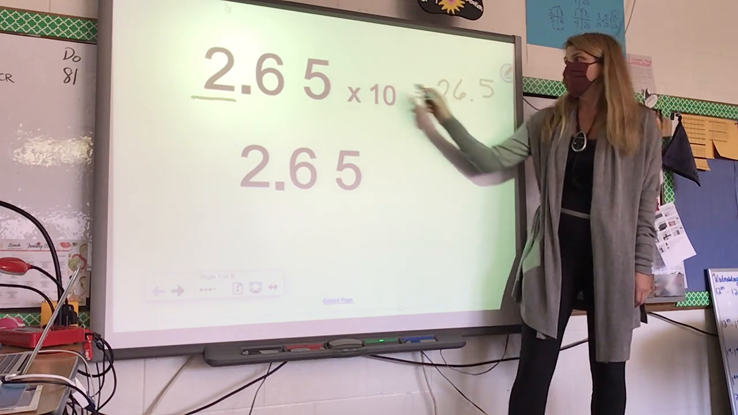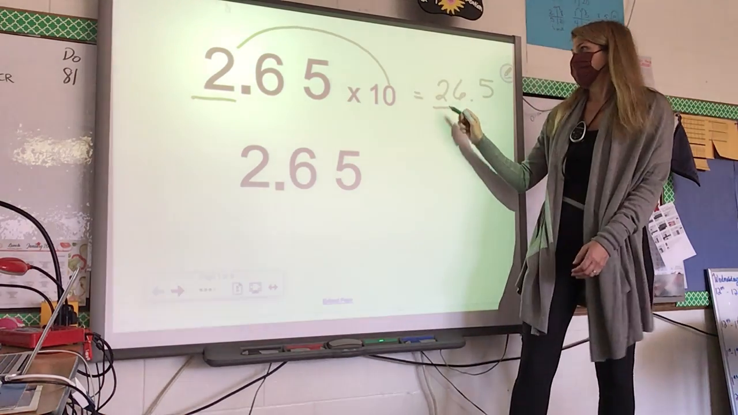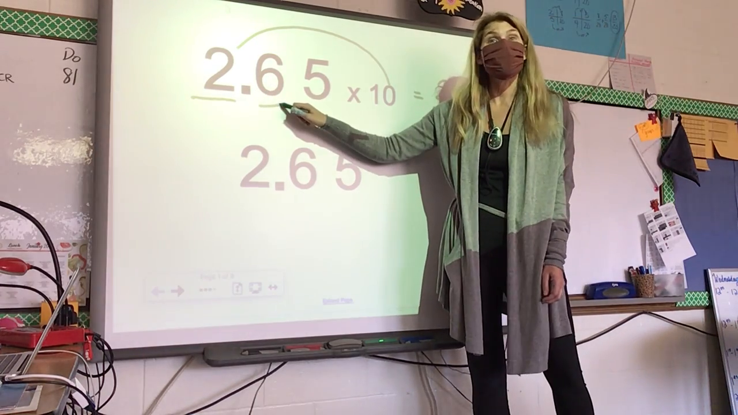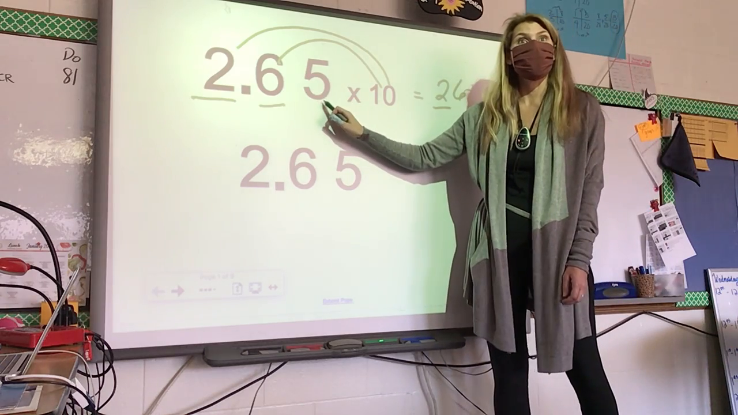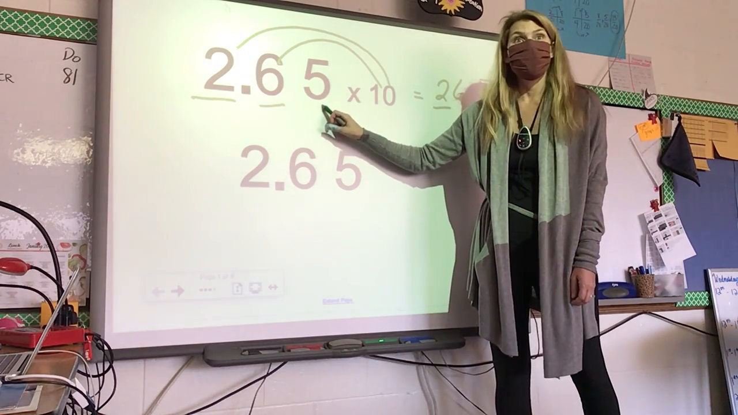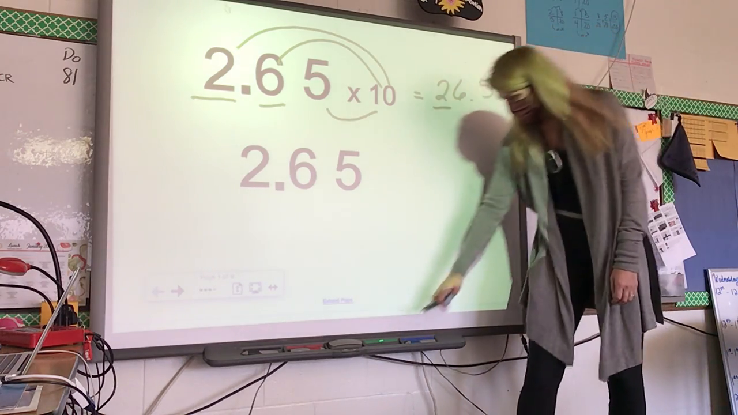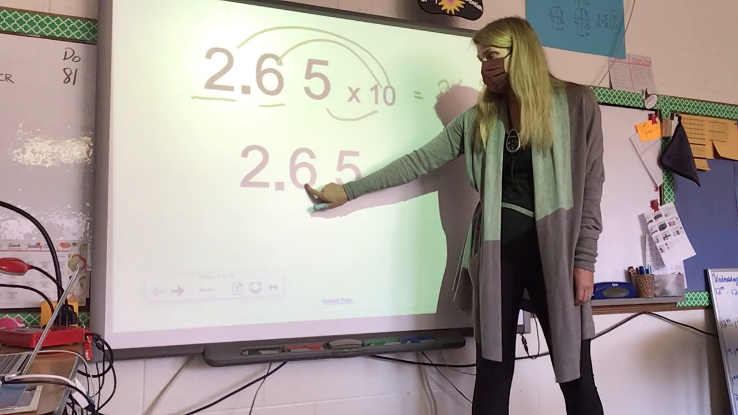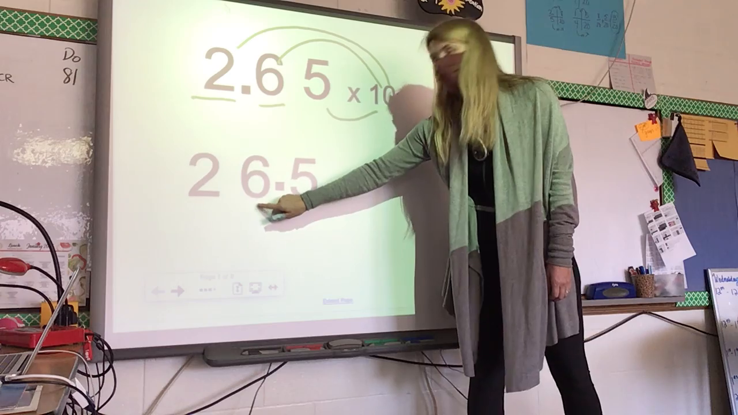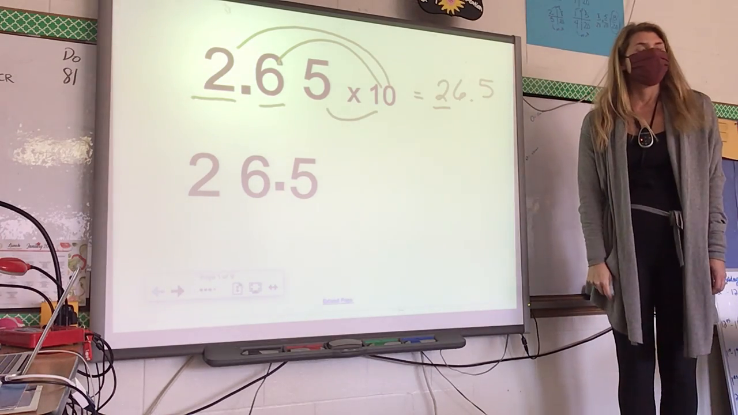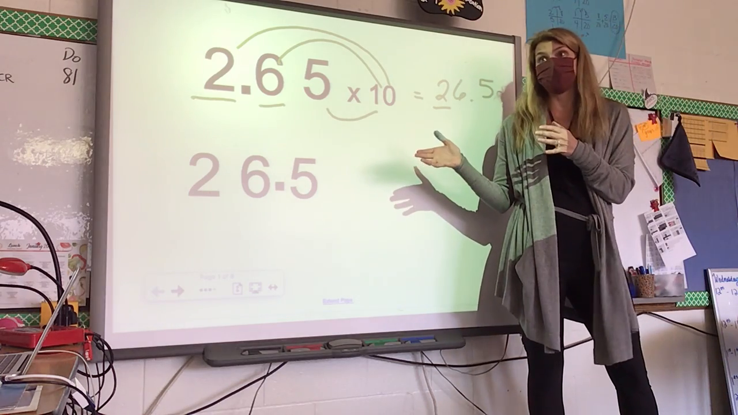26.5. Now, this is taking 2 times 10, which is 20. This is taking 60 cents times 10, which is $6. And this is taking 5 pennies times 10, which would be 50 cents. So all you need to do is take the number and increase it by 1 place value. Done. You're moving the digits over. It's easier to move the decimal, but really you're moving the digits.